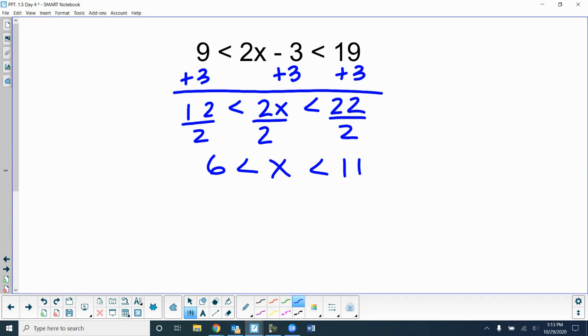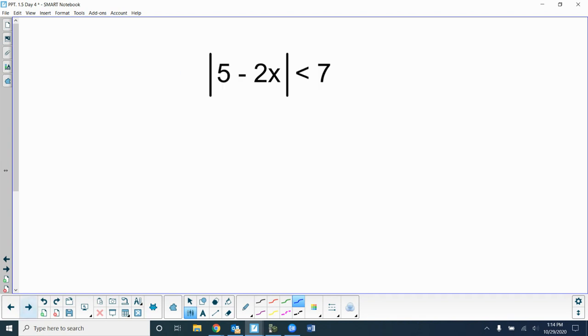Same thing. So we've got a 6 down here, and 11 here. No equals, so these are circles. Less than 11 is this way. Now remember, this is saying 6 is less than X, less than these numbers. So 6 is less than the numbers to the right of it, correct? So it's this graph. Questions? Okay, good job. Absolute value one.